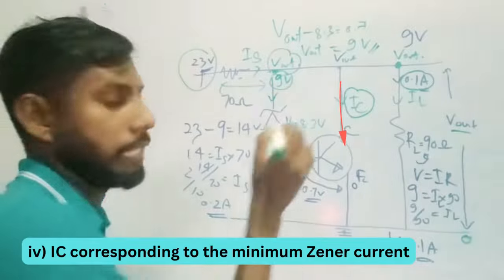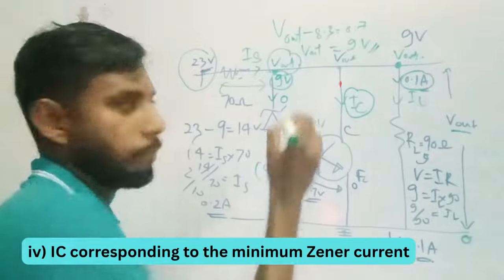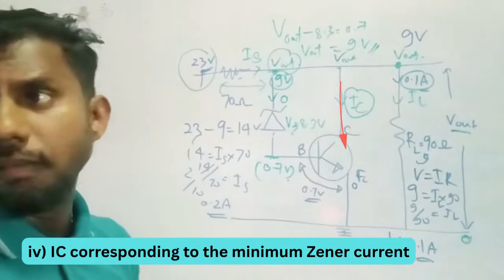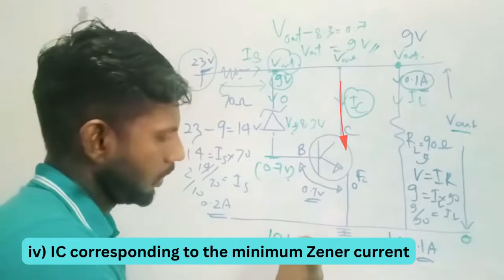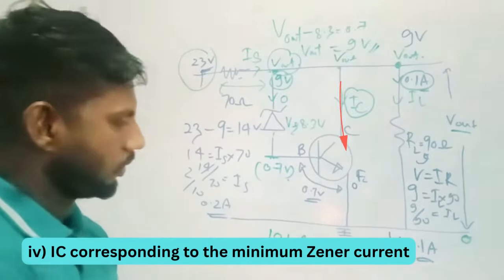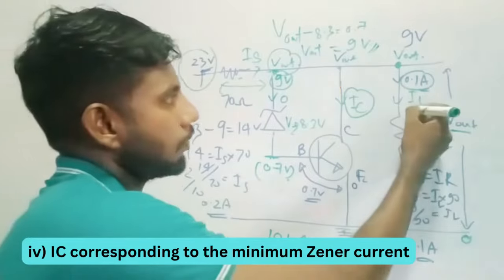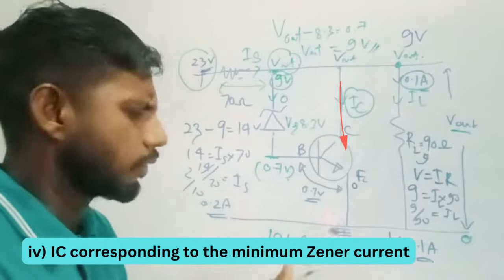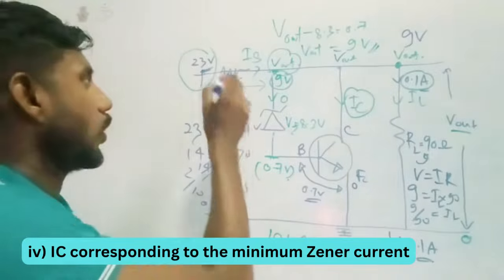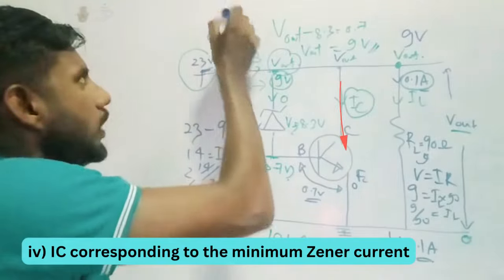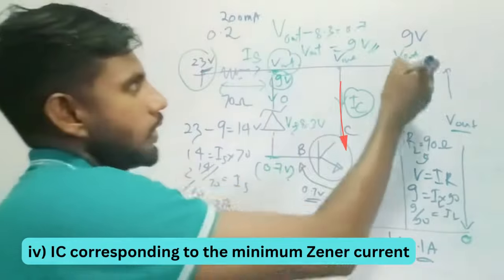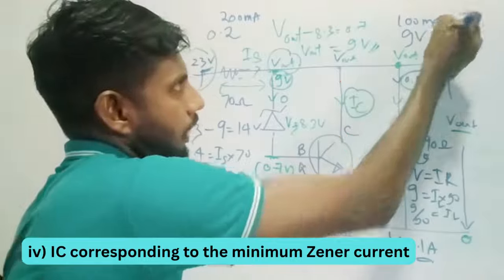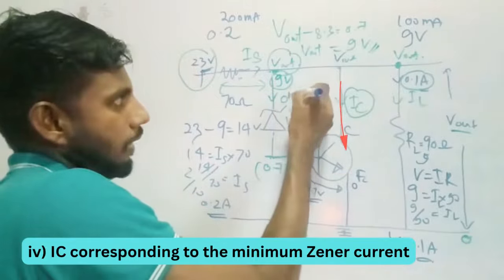And here the minimum Zener current is 10 milliamperes. So here we get 0.1 amperes for IL. That means you can do it actually in milliamperes. That's easier. So 0.2 amperes multiplied by 1000 gives 200 milliamperes. So here we get 100 milliamperes through RL and 10 milliamperes through the Zener.